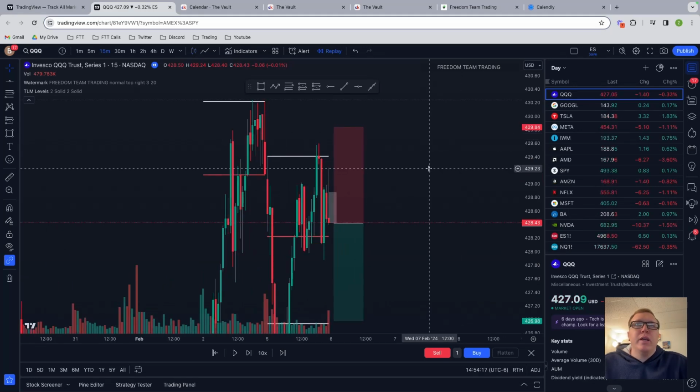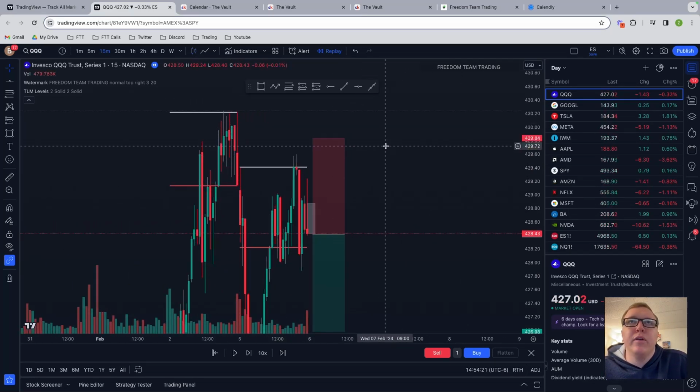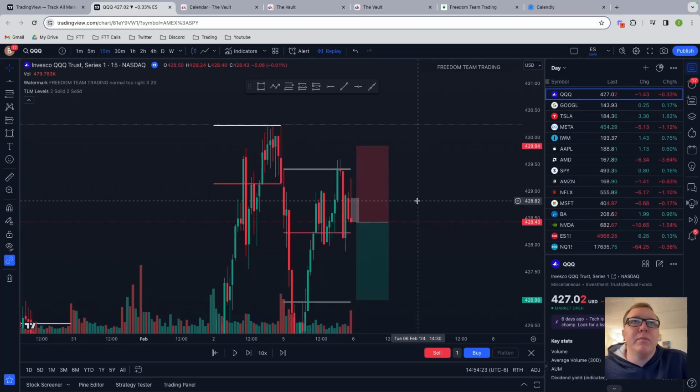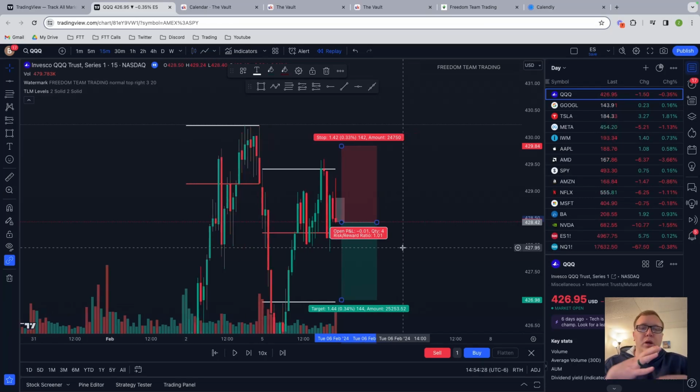Going back to QQQ, again, pre-market plan. I was leaning to the short side from the beginning. I was just looking for sellers to show me that they're there. That's what I'm looking for, waiting for sellers to show me that they're there.